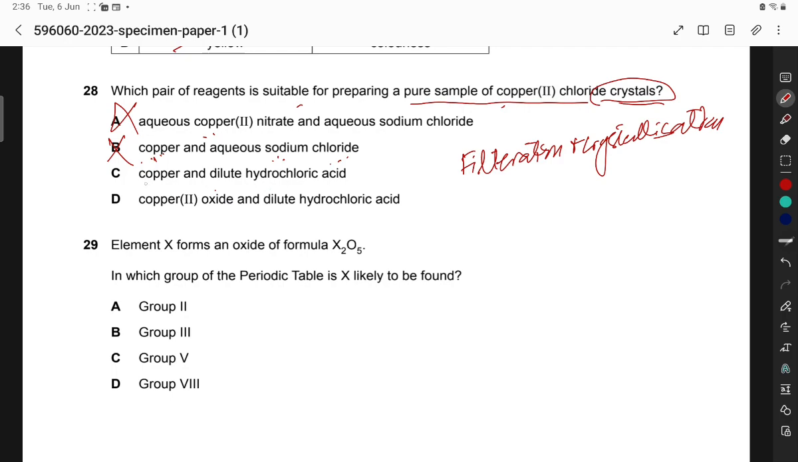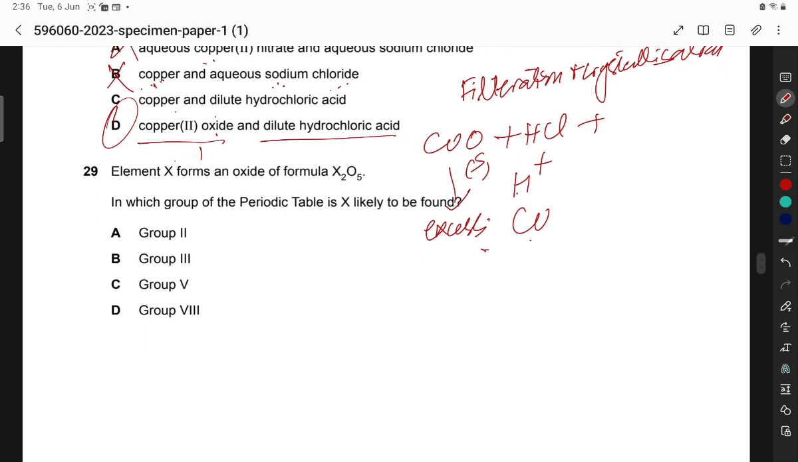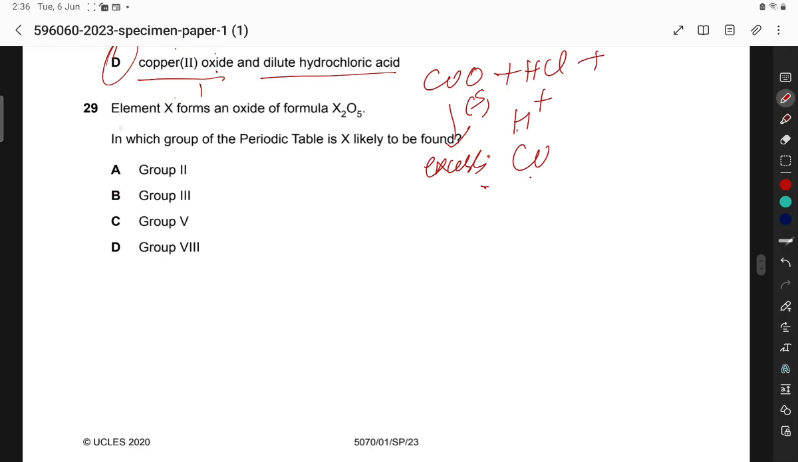Copper and dilute hydrochloric acid: copper is less reactive than hydrogen ion, so copper cannot displace hydrogen ion. So copper(II) oxide with dilute hydrochloric acid is the correct option. CuO uses excess HCl; it is used in excess amount, which is then filtered and crystallized. So option D is correct.